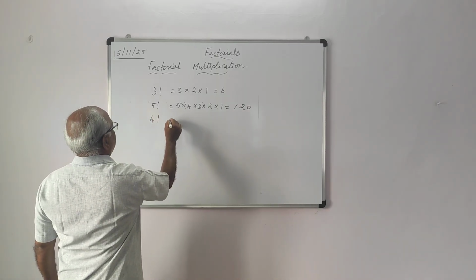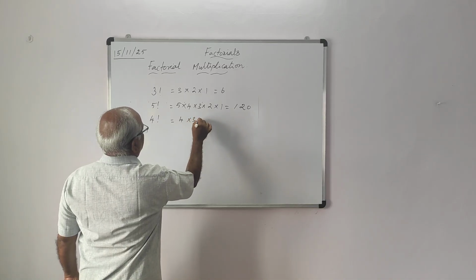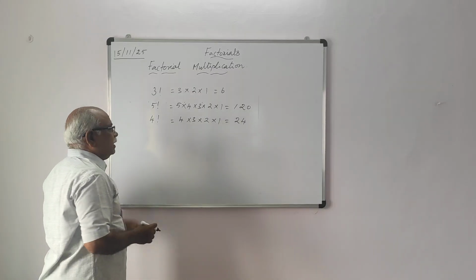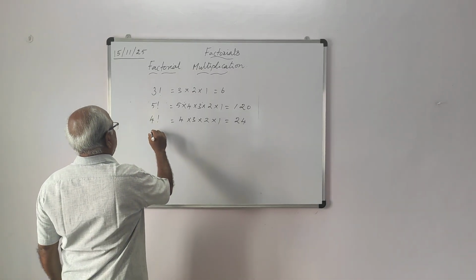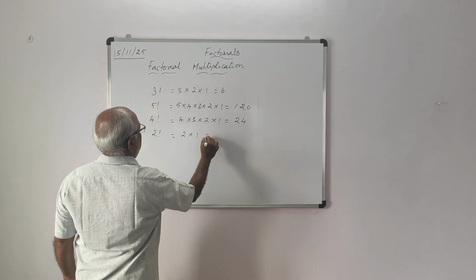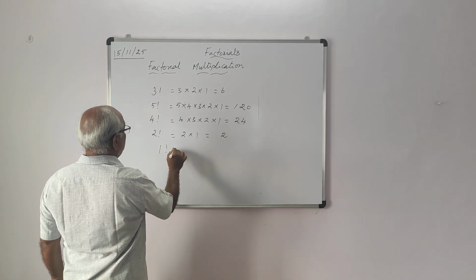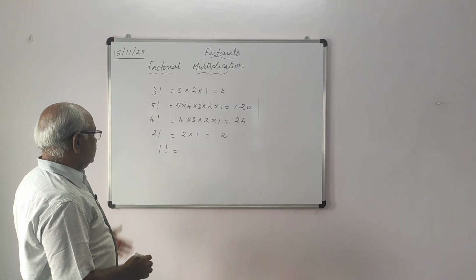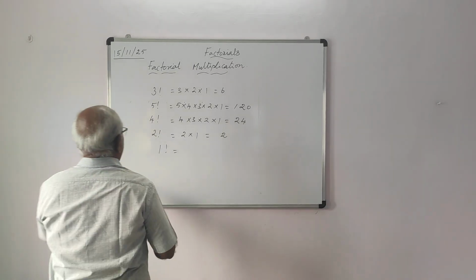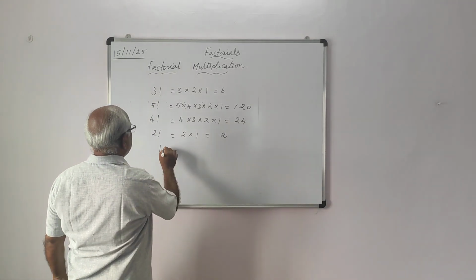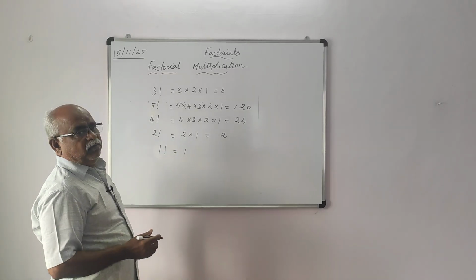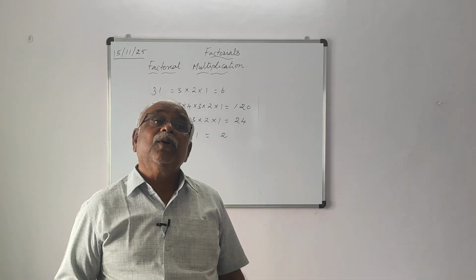4 factorial is 4 into 3 into 2 into 1, which is 24. Like that, factorial is defined. For 2 factorial, it is just the multiplication of 2 numbers only, 2 into 1. It is 2. 1 factorial is just one number, multiplication of 1 only.